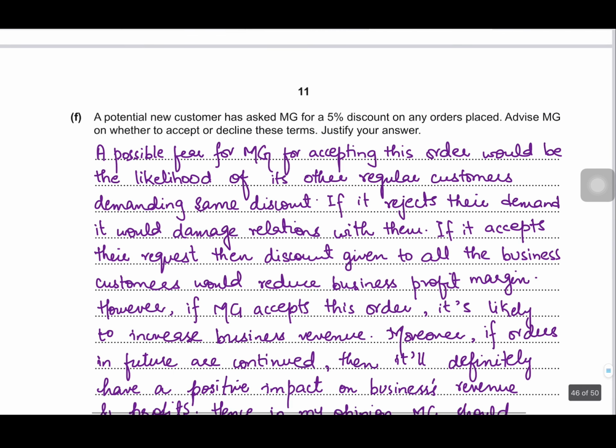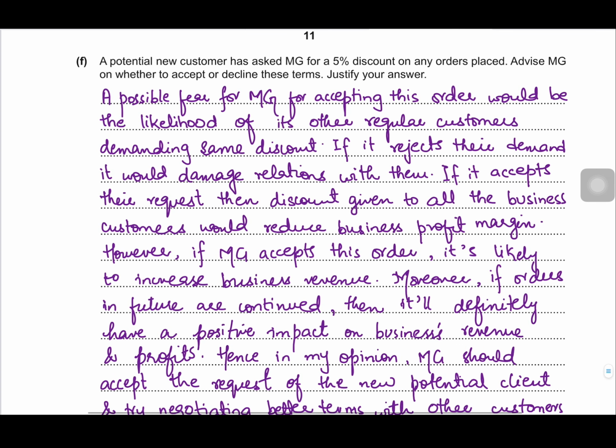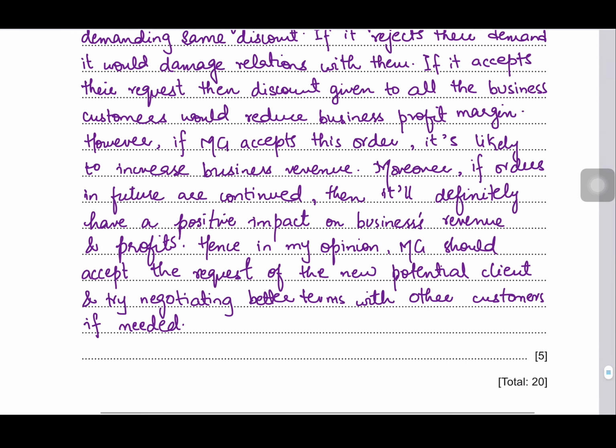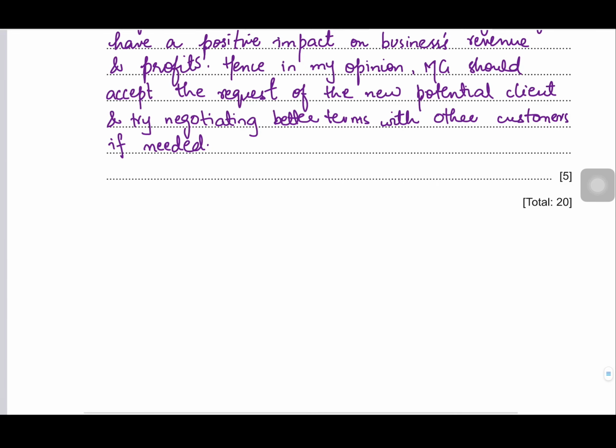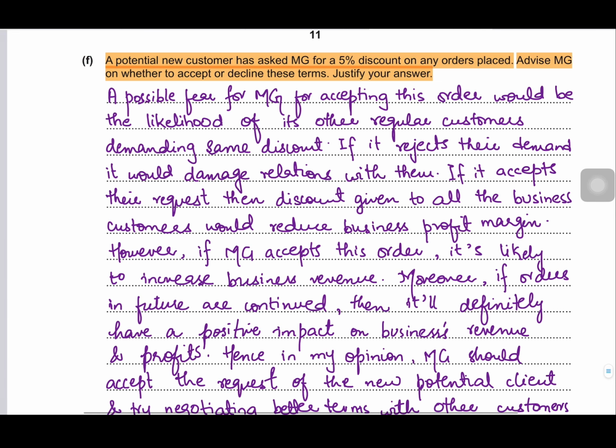The last part is a potential new customer. This is a big question. However, it is not related to bank reconciliation statement, but let's discuss this as well. A potential new customer has asked MG for a 5% discount on any orders placed. This is a new customer. We are asked to advise MG on whether to accept or decline these terms, and we have to justify our answer, in the end, by recommending what the business should do.